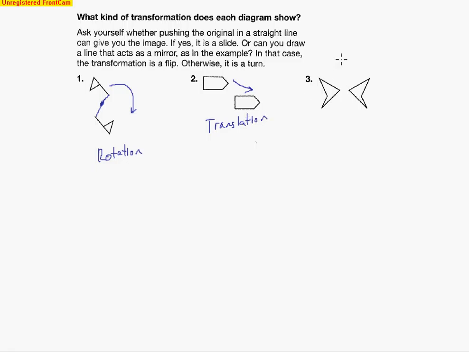The next one, can we put a mirror straight down between the two? Yes, we can. If I put the mirror right here, this one just turned straight over onto the other side. It flipped over. So we call this one a reflection.